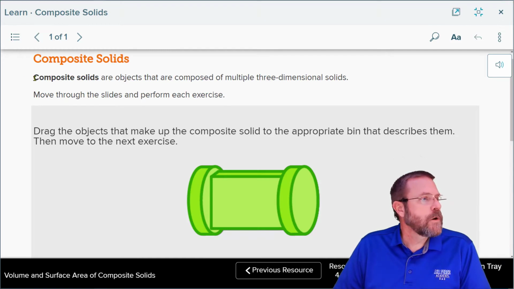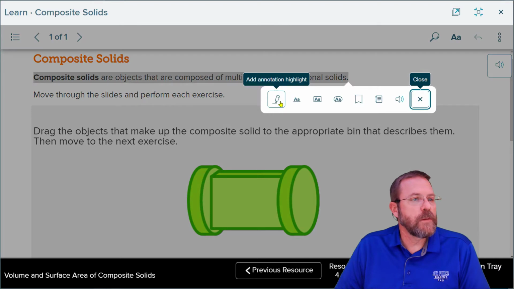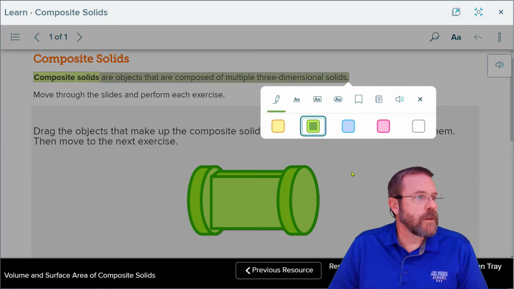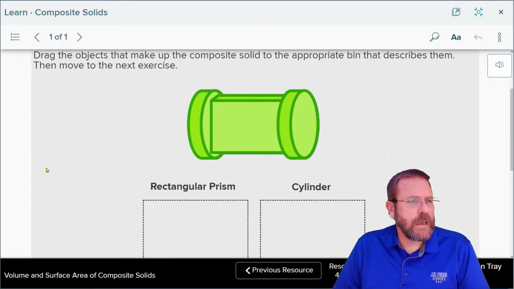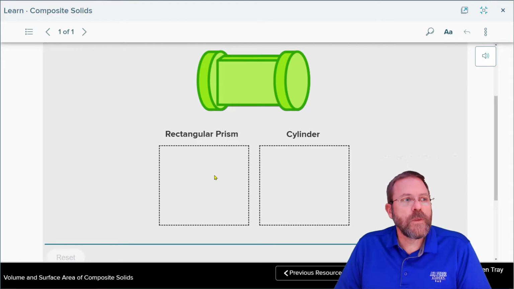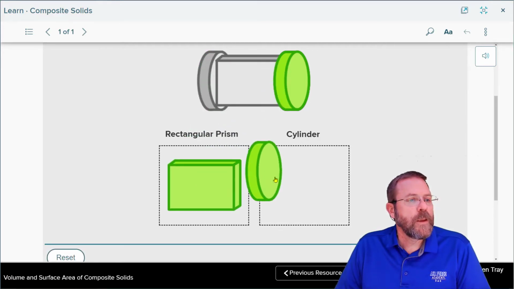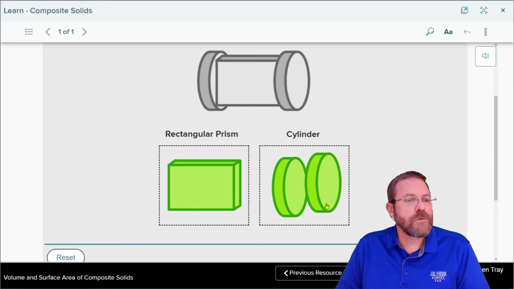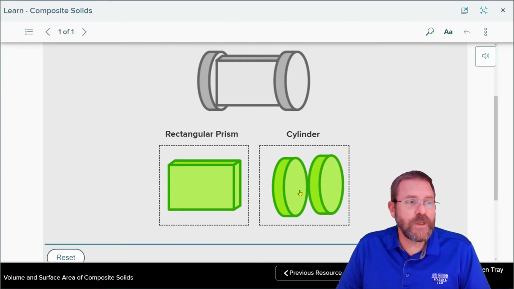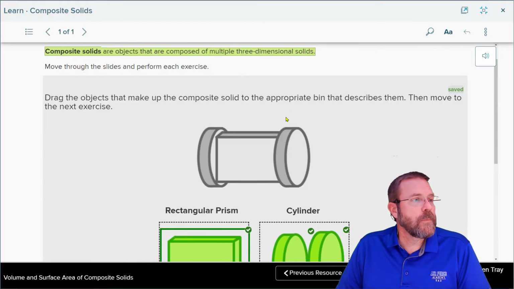Composite solids are defined as objects that are composed of multiple three-dimensional objects or solids. So here you've got this thing that's, I don't know, like a strange looking dumbbell. Almost looks like the thing at the bank that you send them the check through. It's made up of two different things. First thing is going to be the rectangular prism you have here, and the second thing is going to be the two cylinders that you have here. So technically it's three different things, but I think the cylinders are the same size. So we're going to take and figure out that.